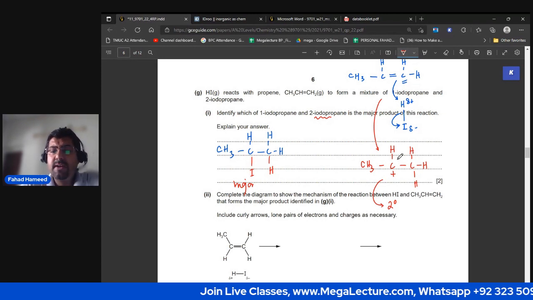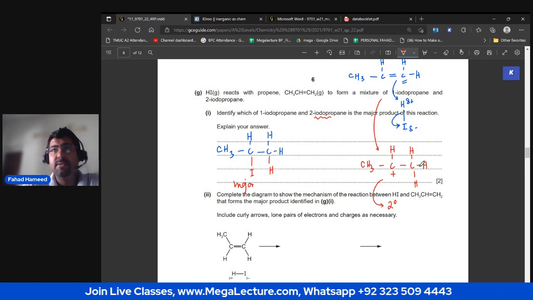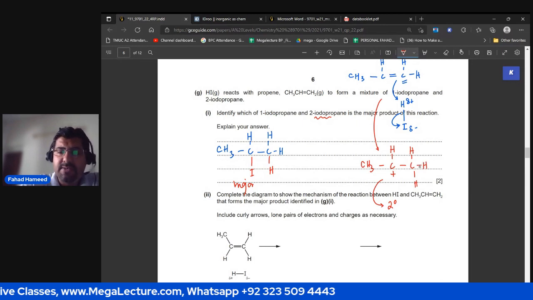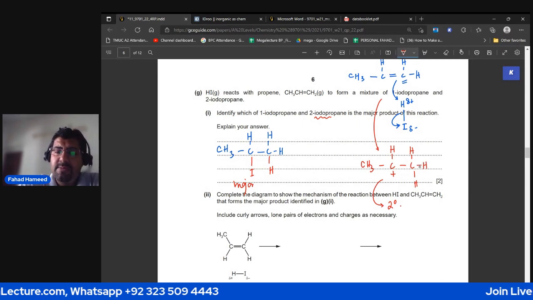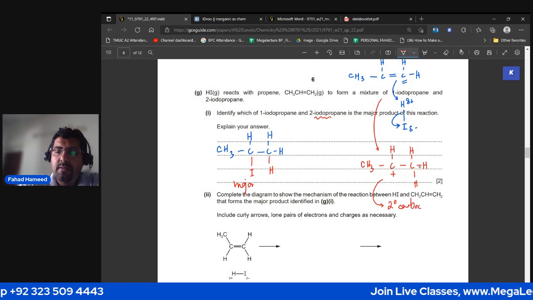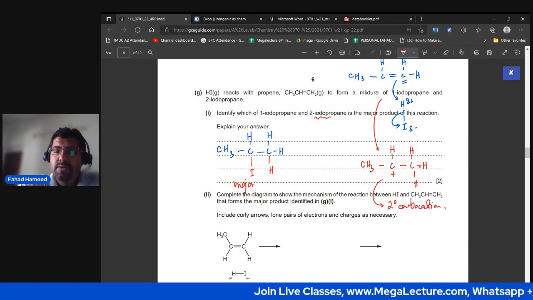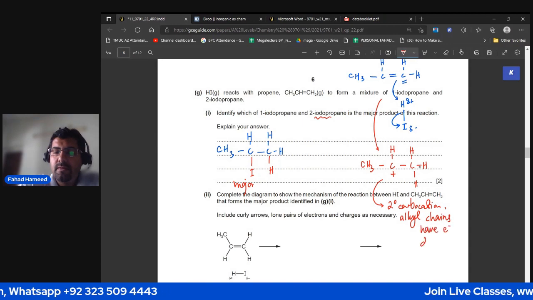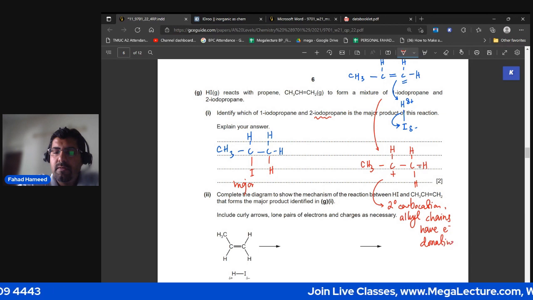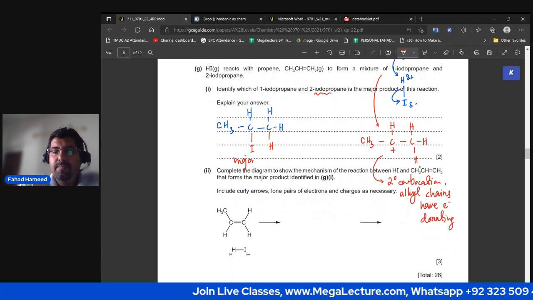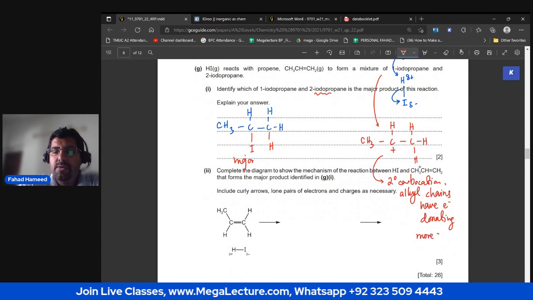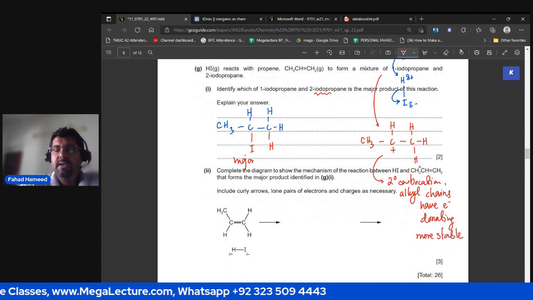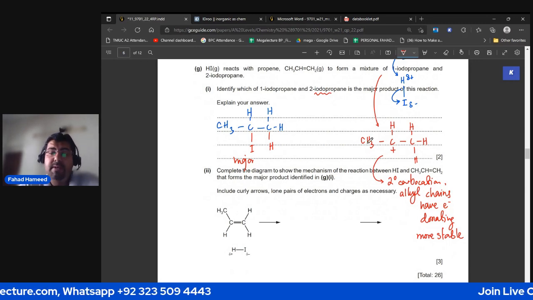Why do I call it a 2-degree carbocation? Because this carbon is bonded to two carbon chains, so it's like a secondary carbocation. It's a 2-degree carbocation. So alkyl chains have electron donating effect, which makes it stable. So you're going to write that this particular carbocation is more stable. The major product has a 2-degree carbocation.